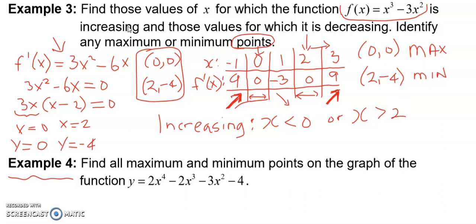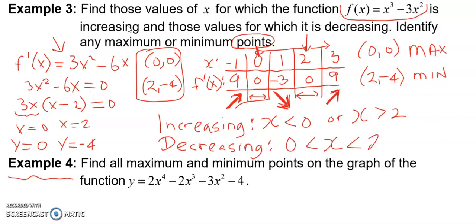That's when it's increasing. Now, where is the curve decreasing? Well, it's actually decreasing in between those values. Right here, you see? There's where it's going down. In between the 0 and the 2. So I would write 0 is less than x, which is less than 2. And we have answered the question. That's where the graph is increasing. And that's where the graph is decreasing.